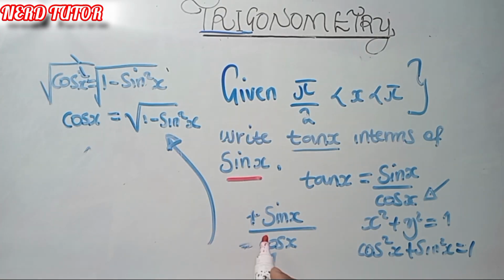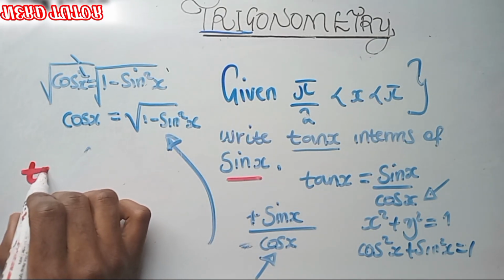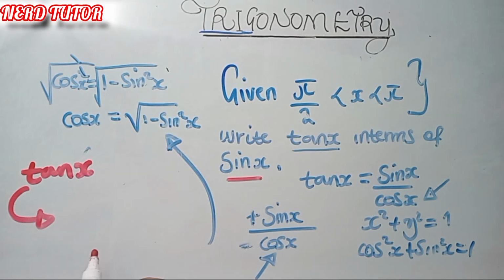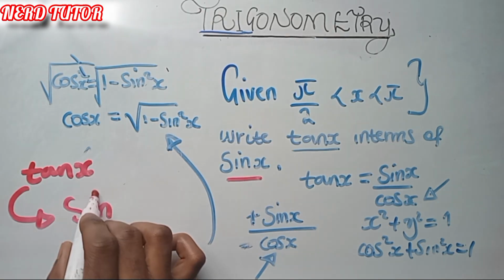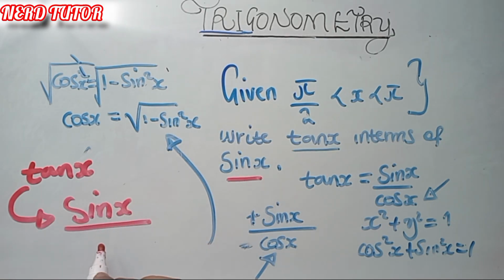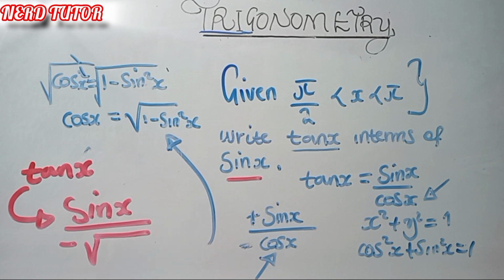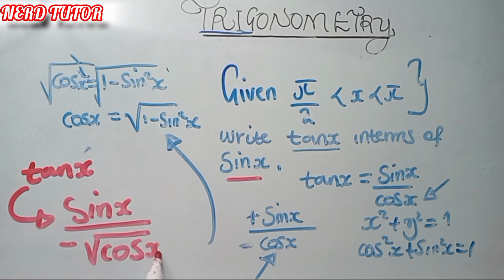It is going to be tan x. Since we are proving that tan x is now equal to this that I'm writing here: sin x, which is positive in the second quadrant, over the negative now, negative square root of cos x. This is what we're having here.